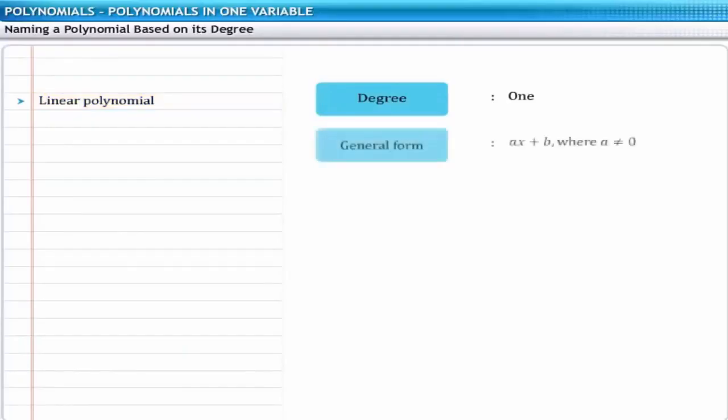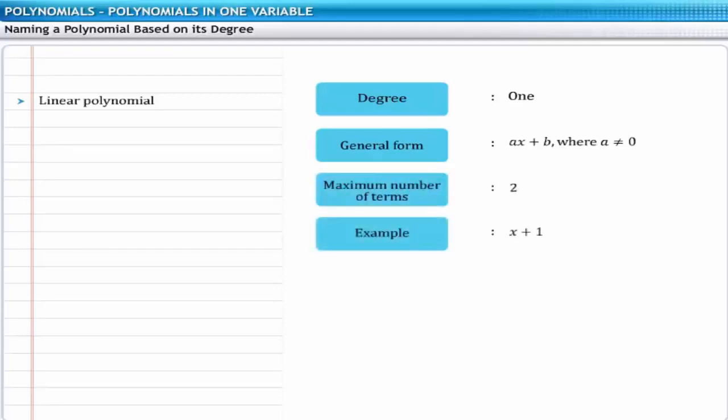You can name a polynomial on the basis of its degree. A polynomial of degree 1 is called a first degree or linear polynomial. The general form of such a polynomial is ax plus b, where a is not equal to 0. The maximum number of terms is 2. For example, x plus 1 is a linear polynomial.